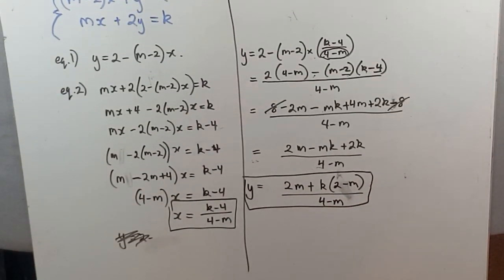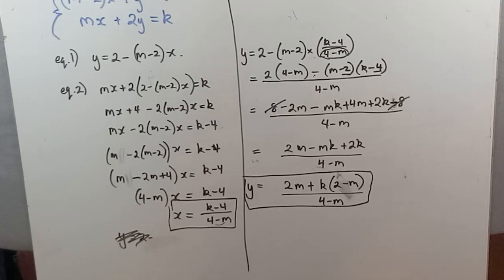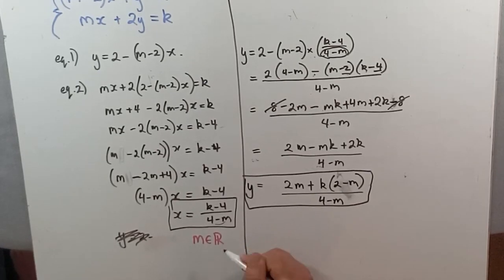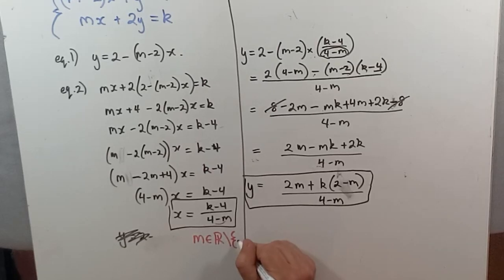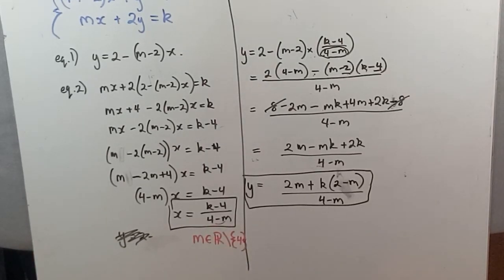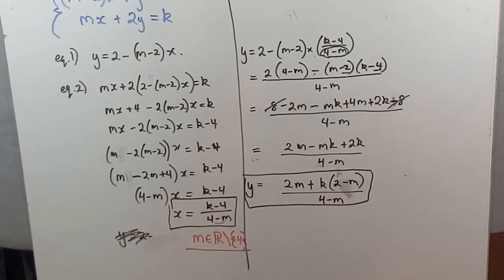So what can we tell about here? Now we've got a fraction. We never like the denominator of the fraction to equal 0. So m can be an element of R, as long as it's not 4, because if it's 4, then the denominators here are going to equal 0, and that's no good. So as long as m's not 4, it doesn't matter about k. It doesn't matter what k is. So k is an element of R.